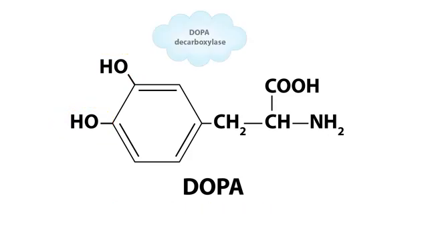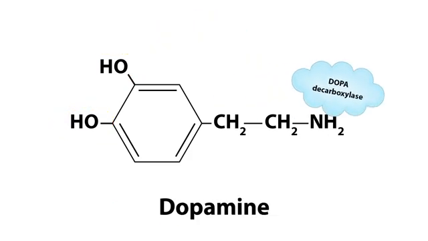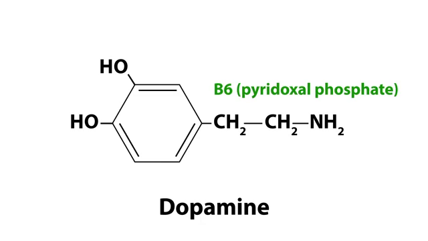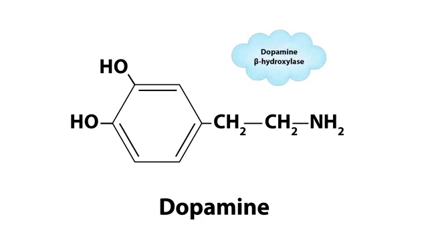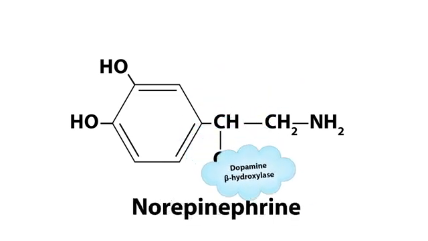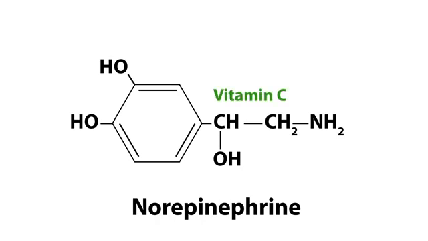The next enzyme is called DOPA decarboxylase, which removes a carboxyl group from DOPA, so you have dopamine. And there's an important cofactor for this enzyme, which is vitamin B6, pyridoxal phosphate. Then the enzyme dopamine beta hydroxylase comes along and adds another hydroxyl group to the side chain on dopamine, and that makes norepinephrine. And here, vitamin C is the cofactor.